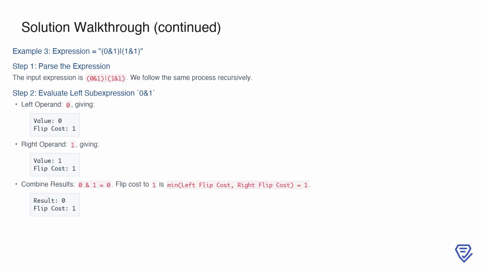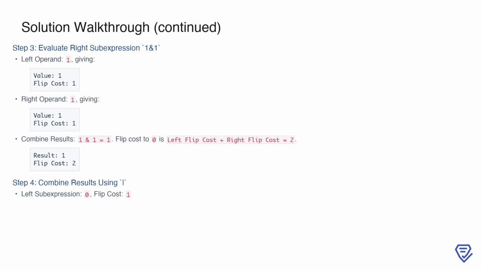To flip this result to 1, we only need to flip one operand, and the minimum cost is min(1, 1), which equals 1. Thus, the left sub-expression has a result of 0 and a flip cost of 1. Next, we evaluate the right sub-expression, 1 AND 1.